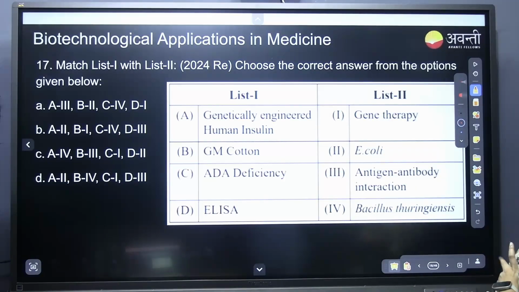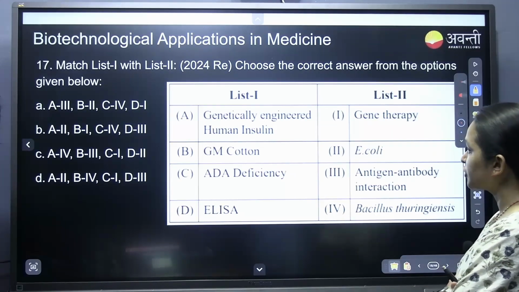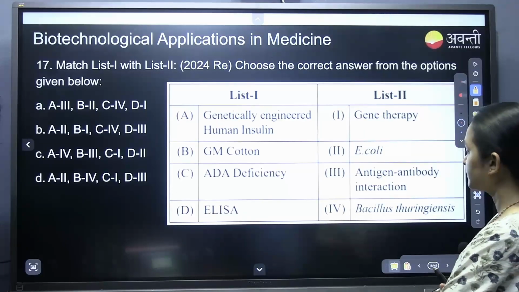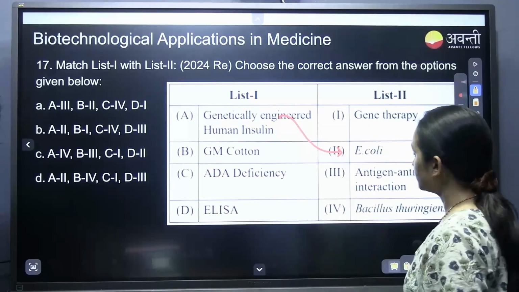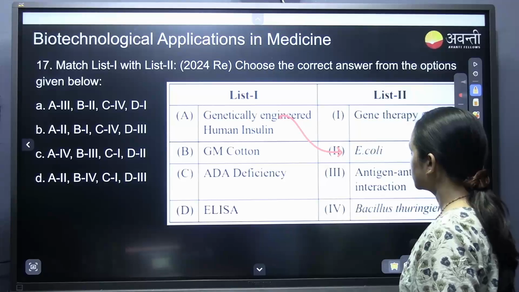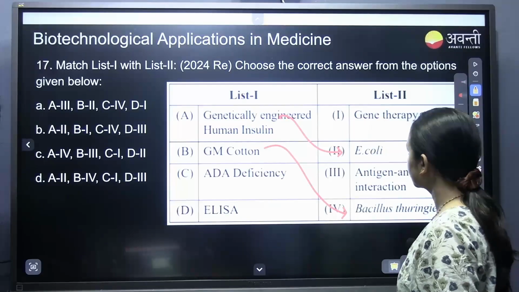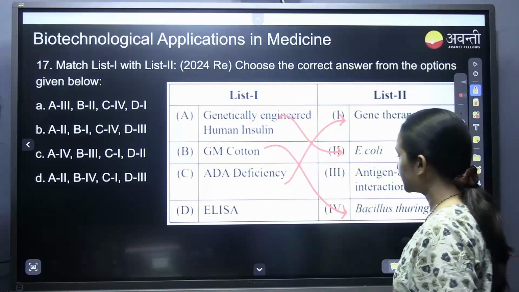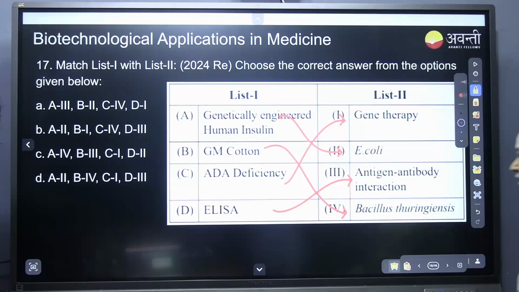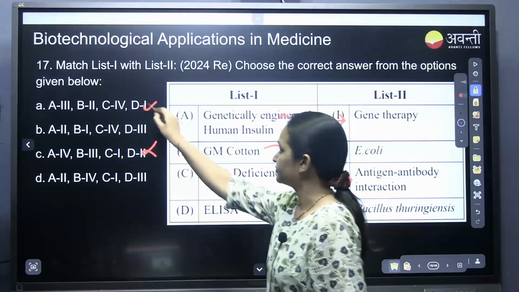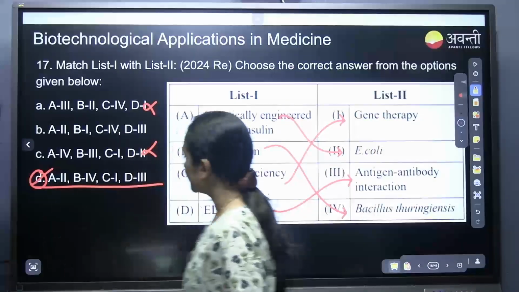Biotechnology and application in medicine. Now you need to match list 1 and 2. Genetically engineered human insulin, by E. coli. GM cotton, Bacillus thuringiensis. ADA deficiency, gene therapy. ELISA, antigen antibody interaction. So D3. C1. D4, Delhi, is the correct answer.